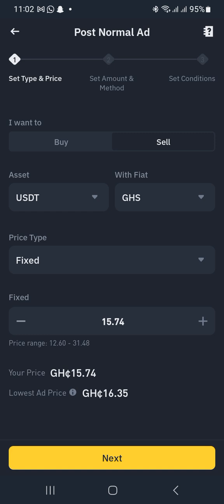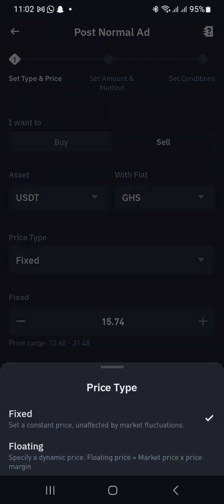Now, there are two important tabs down there. We have price type, right? And here we have fixed and then floating.